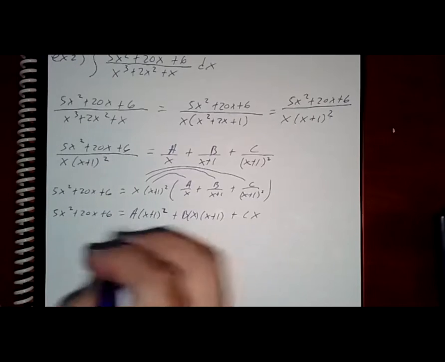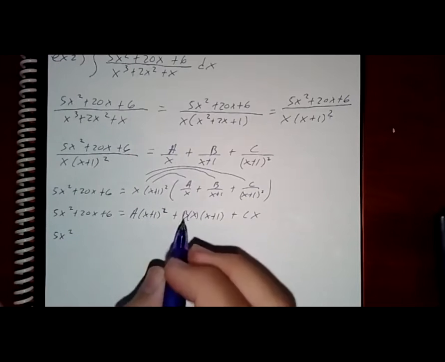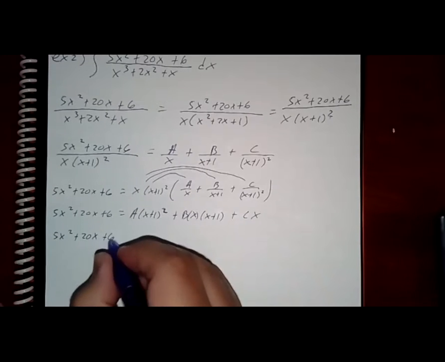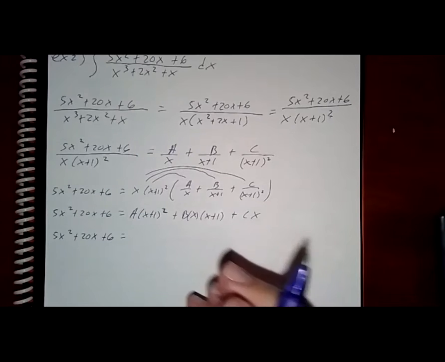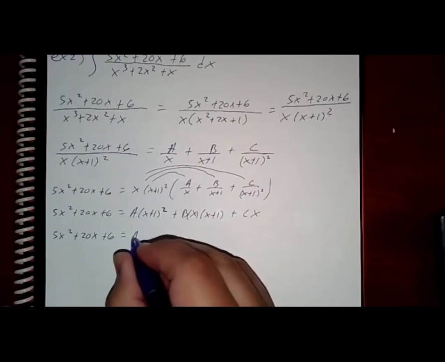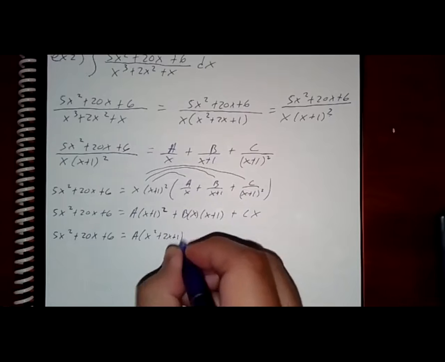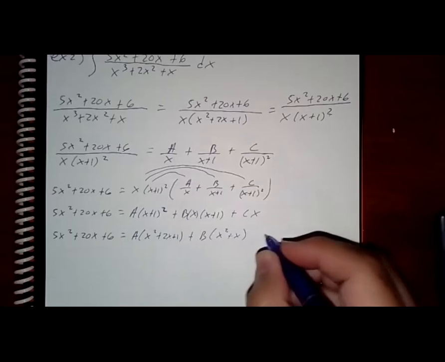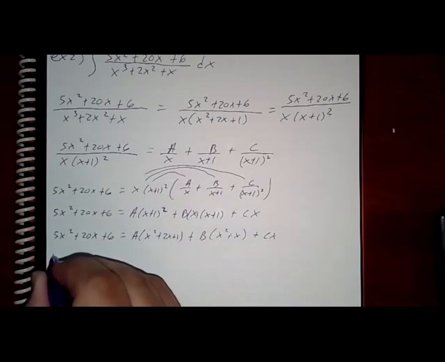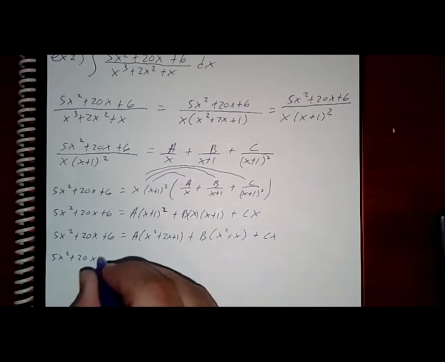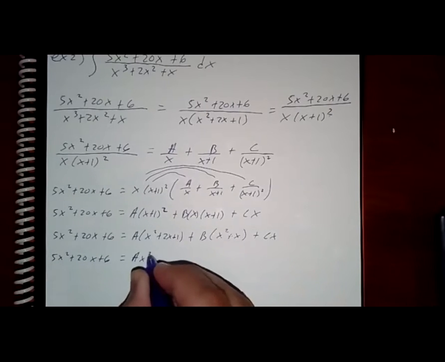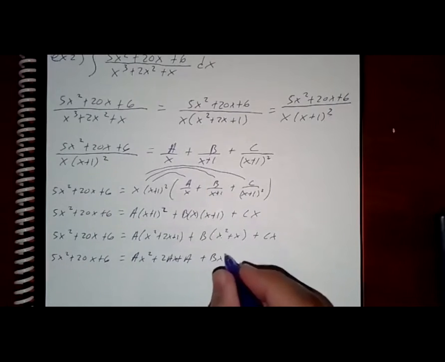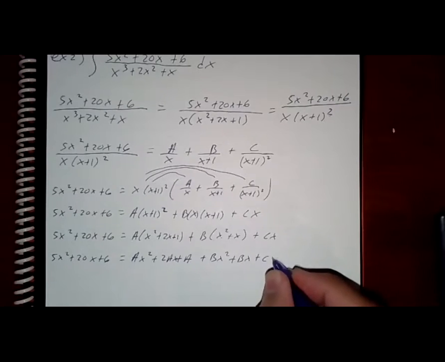Okay, so then FOIL all this nonsense out. And then come gather all the terms that are the same. So a times x squared plus 2x plus 1 plus b times x squared plus x plus cx. And then distribute those letters. So ax squared plus 2ax plus a plus bx squared plus bx plus cx.